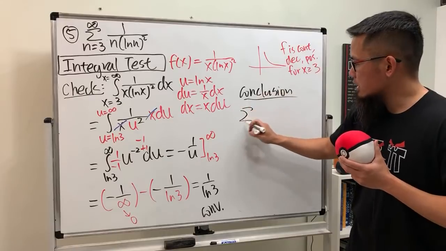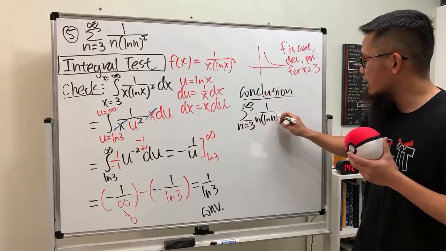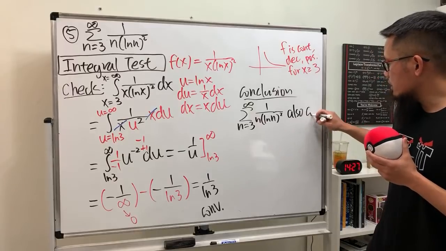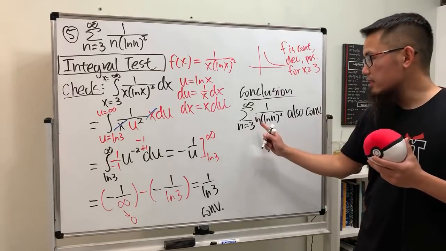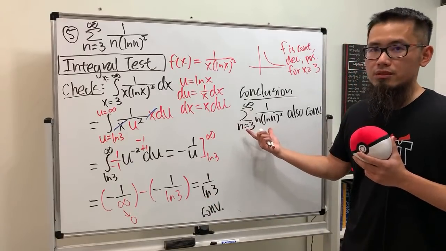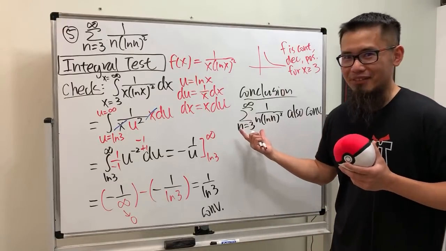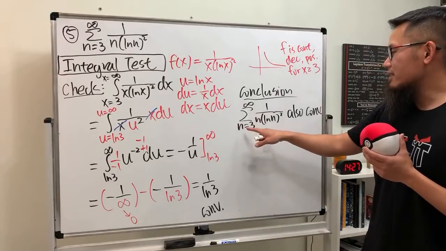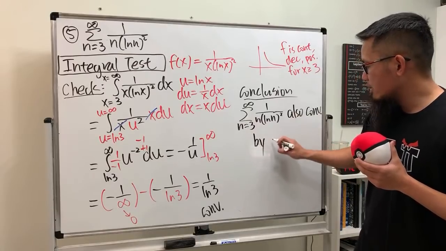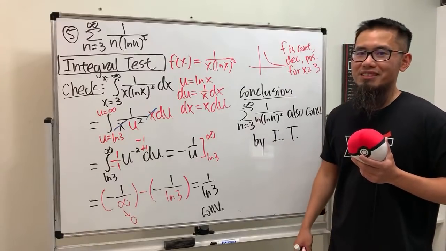Our infinite series, 1 over n (ln n) to the second power, this right here also converges. But we cannot say this converges to 1 over ln 3. We don't know. In fact, I don't know the value for this. I don't think you guys know either. I don't know if anybody can figure this out. But anyway, the only thing we can say is this infinite series also converges, and we can say that this is by the integral test, IT. Who doesn't love abbreviations? So that's it for that.